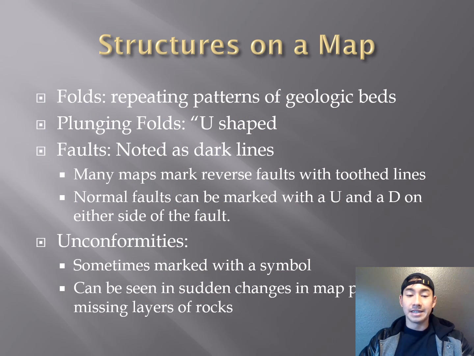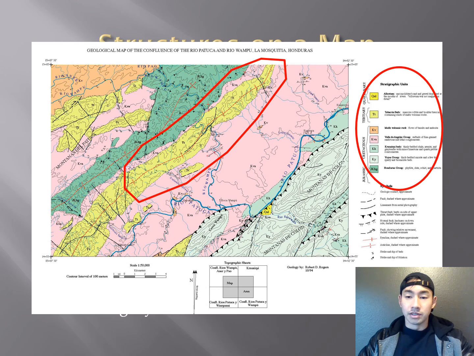Unconformities represent a gap in geologic time. Remember that this usually occurs when we have an erosional event, so we're removing rocks from our geologic feature. And this is sometimes marked with a symbol as well. We can see that we have some stratigraphic units here, and we can see these clear changes between the individual layers. So in between each layer, there is a small gap of material that is missing. And that's usually how we're able to determine what material is what.